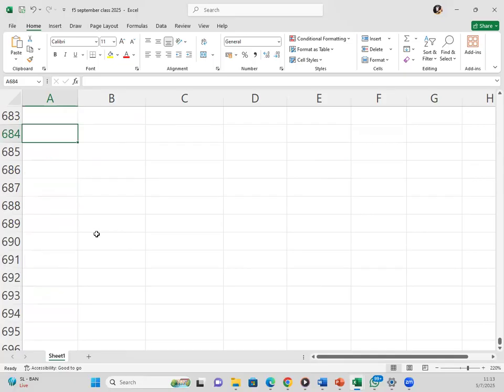So now let's get into today's business. In today's business, I want us to start with the cost volume profit analysis, the CVP analysis. That's what we have on today's menu.